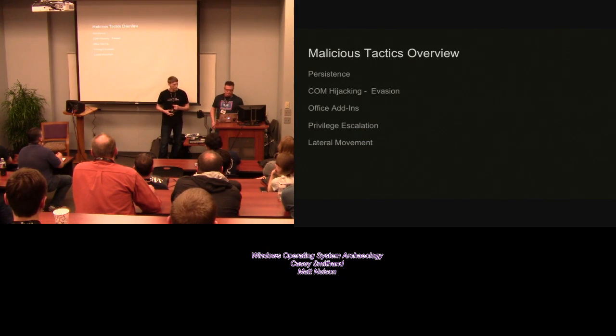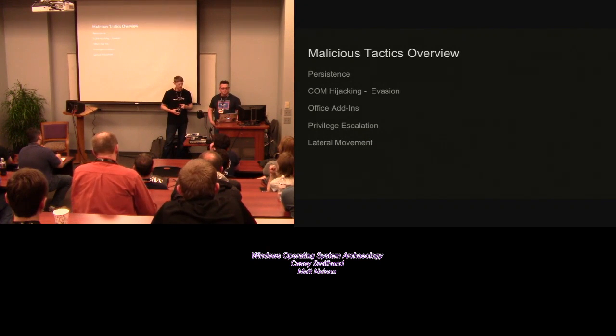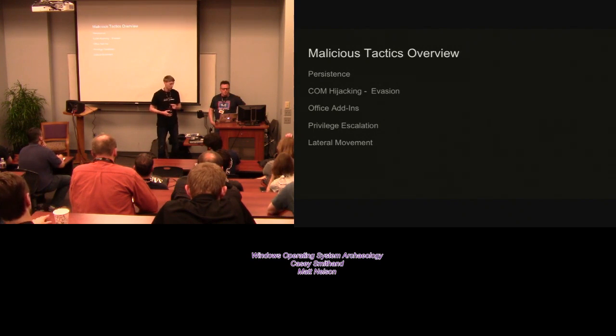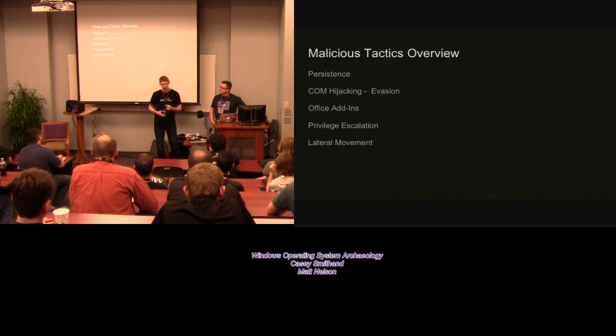So the malicious tactics overview, we're going to cover some persistence via COM, lateral movement, some privilege escalation, Office add-ins. MWR put out a really good blog post recently that highlights the use of this that I don't think's been publicly known or at least talked about. So we're going to cover some of that stuff, how you might go about looking for other potential vectors in the same area. So we'll go over what we found.